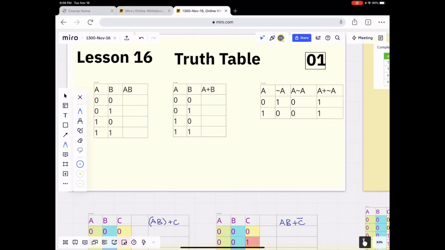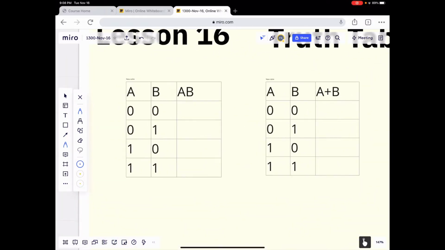All right, so here we're going to talk about three different tables: one representing the AND table, the OR table, and the NOT table. So the first one is the AND table. You got A and B, so that means you multiply A times B. In this case, you got two variables, so the possible output is 4. You have 4 different inputs and 4 different outputs.